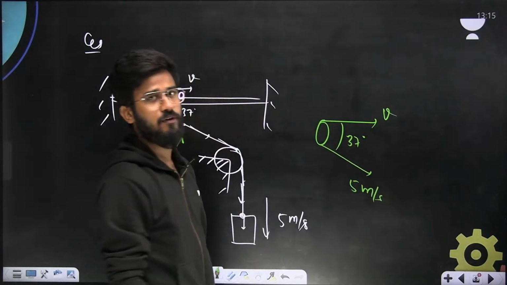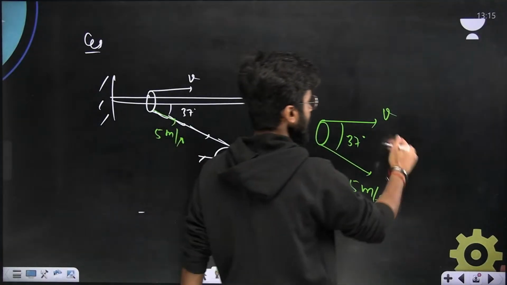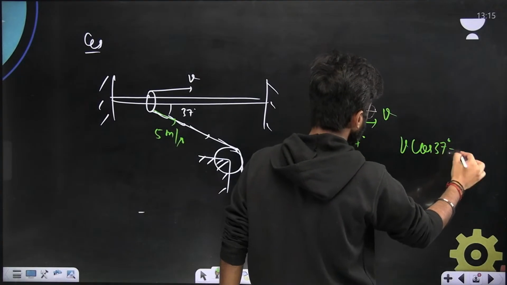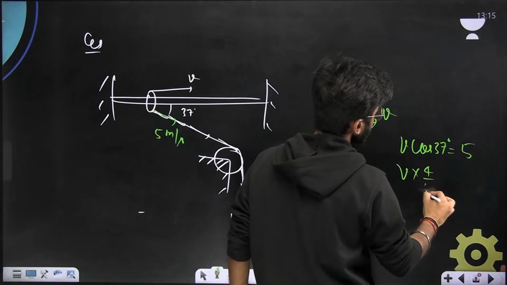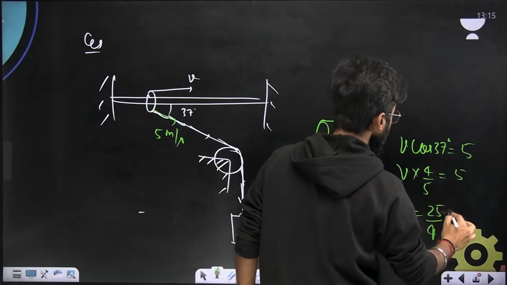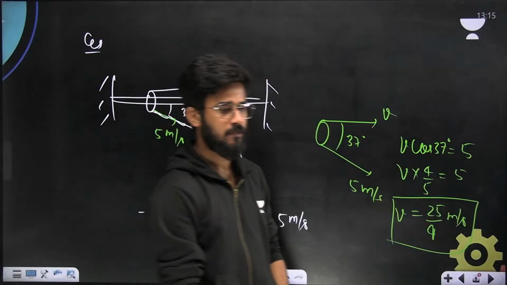Now which is the principal velocity? Principal velocity is v. So we will take the components of v. What is the component of v along this? So v cos 37 equals 5. So v into 4 by 5 equals 5. So v will be equal to 25 by 4 meters per second. Yes or no? Clear? Okay.